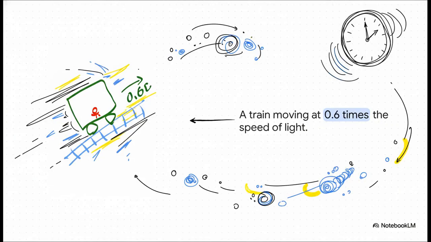Okay, so it all kicks off with something you've probably seen before. A train, just blazing along at a huge chunk of the speed of light. We're talking 0.6 c. Yeah, this is the classic setup for special relativity. But here's the deal. For this explainer, we're just going to throw those rules right out the window.